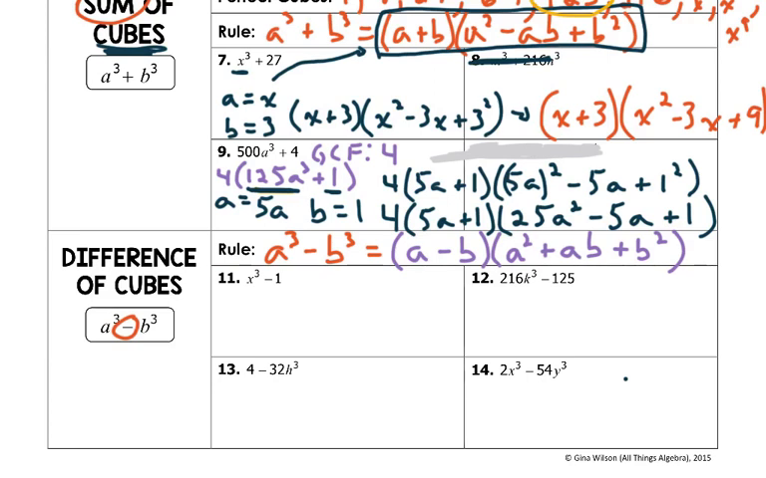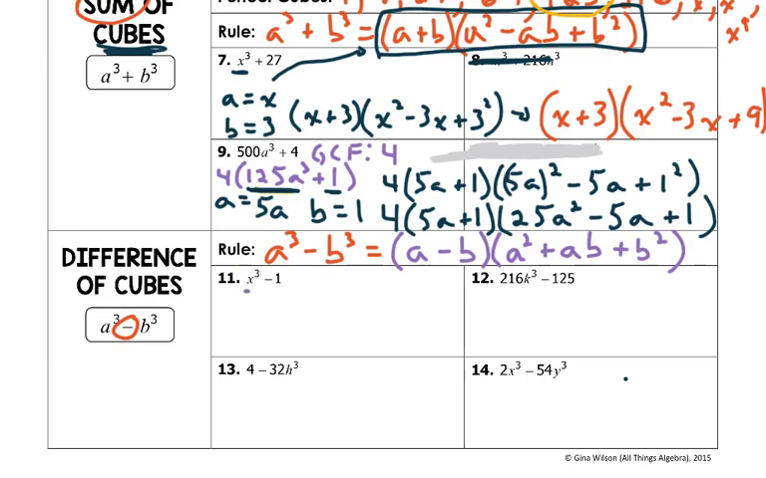So let's look at number 11. X cubed minus 1. We have a difference. Now, is this a difference of squares? Is this a difference of cubes? Is it neither? Let's look at it. We have x to the third, so that should tell us a lot, right? X to the third, it's a cube. X cubed is a perfect cube, and 1 is also a perfect cube.